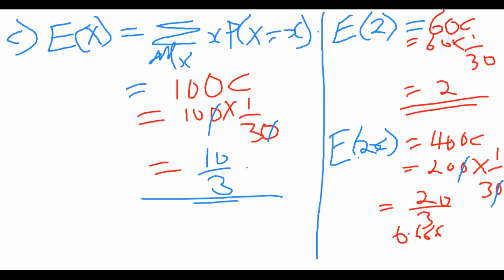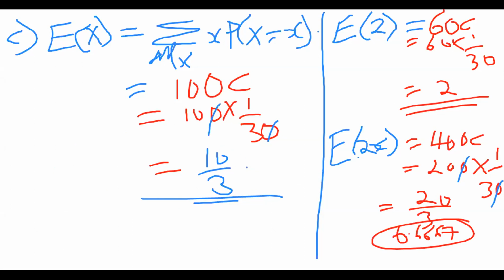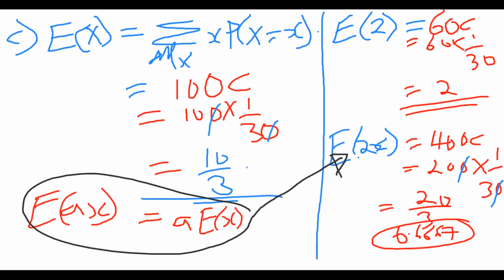Now, what I need to note is that this was our mean, the expectation of x. When you have a constant times the value of x, it is the same as the constant a times the expectation of x. So in this question, when you compare this, a is equal to 2. So 2 times 10 out of 3, you get 20 out of 3.